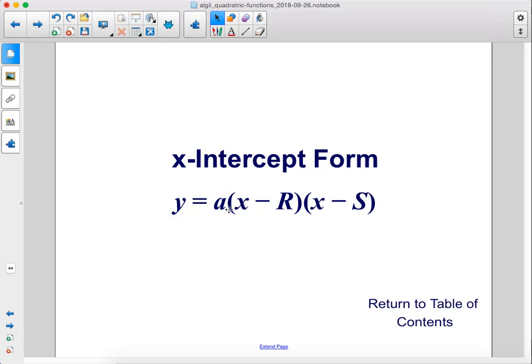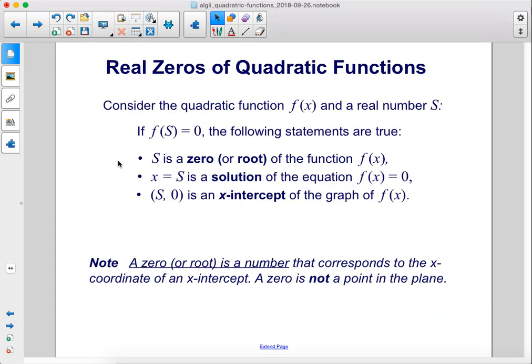X-intercept form, y equals a times x minus r times x minus s. Consider the quadratic function f of x and a real number s. If f of s equals 0, the following statements are true. s is a 0 or root of the function f of x, s is a solution of the equation f of x equals 0, and s comma 0 is an x-intercept of the graph of f of x.